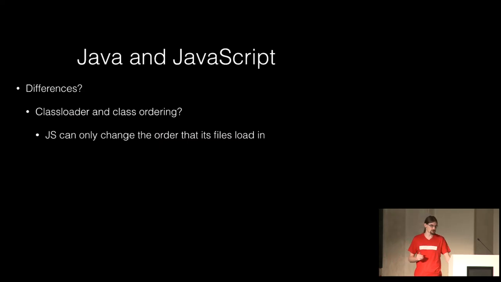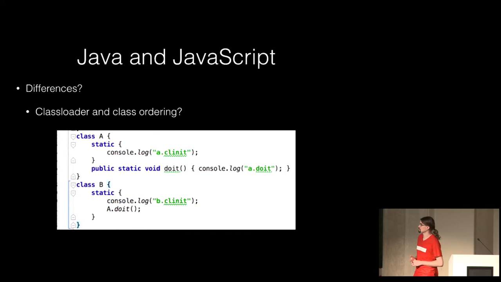But again, in Java, we sort of take it for granted that we can do things like this, where we've got two classes, and if we reference A first, for example, then A is going to first run its class initializer, and we'll log a.clinit, and then we'll try and run the doit method. And if we were to make a new instance of B, well, we've already run the class initializer for A, we won't run it again, and then we'll go ahead and run the B class initializer, and then do a.doit.